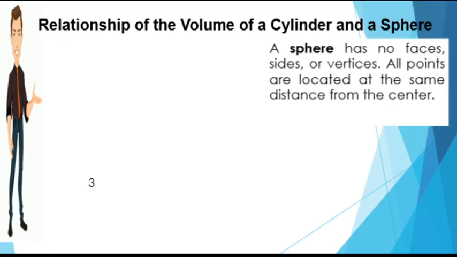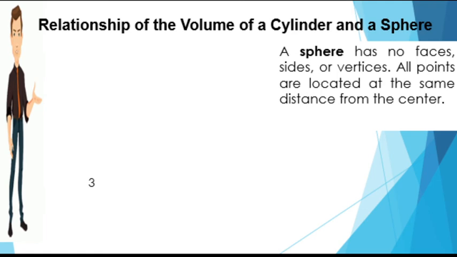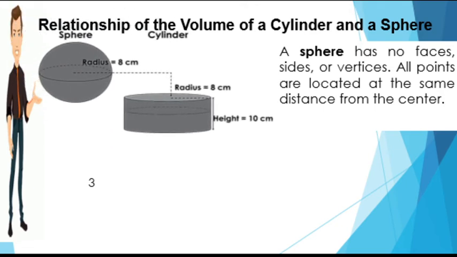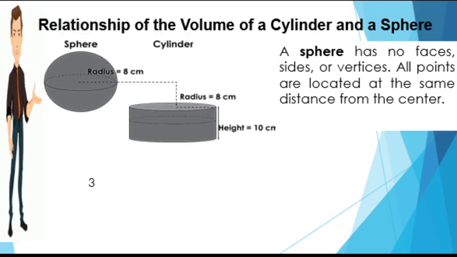Okay. Again, a sphere has no faces, sides, or vertices. All points are located at the same distance from the center. Take a look at this figure. If you will notice, the sphere and the cylinder have the same radius, which is 8 centimeters, or a diameter of 16 centimeters. And the height of the cylinder is 8 centimeters.